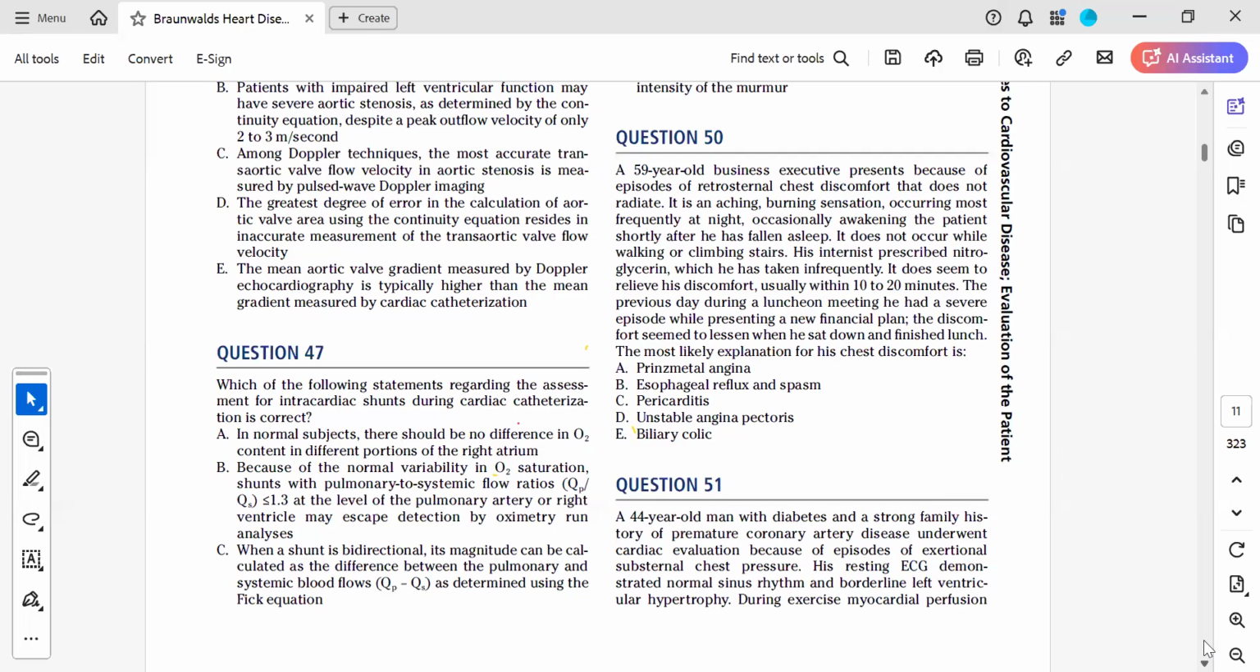Please, can you help me scroll to number 47? I'm already there. I think there's a lag with your connection. Okay, there's a lag. Sorry. Thank you very much.